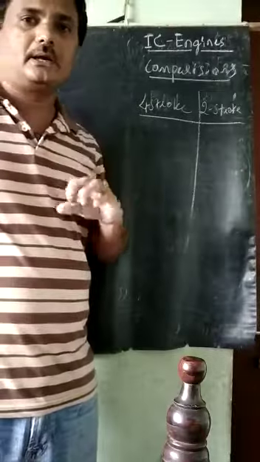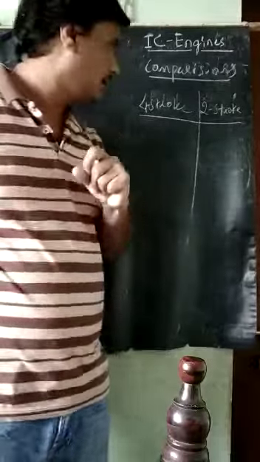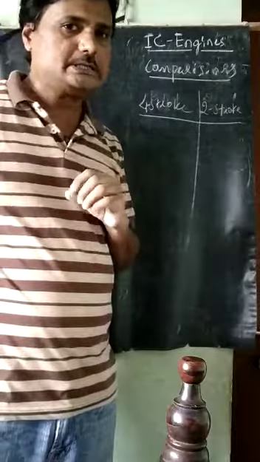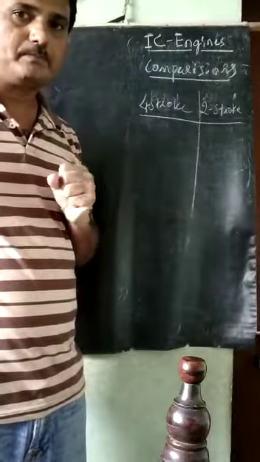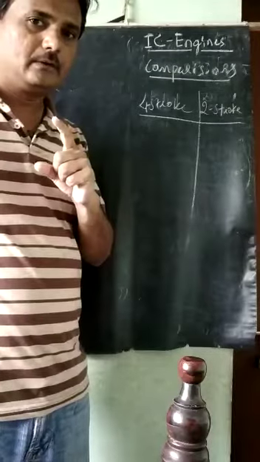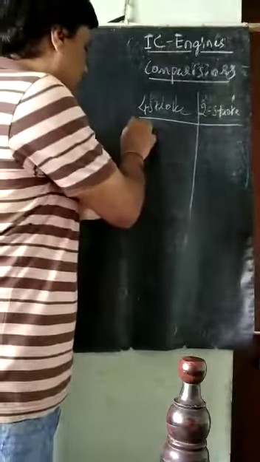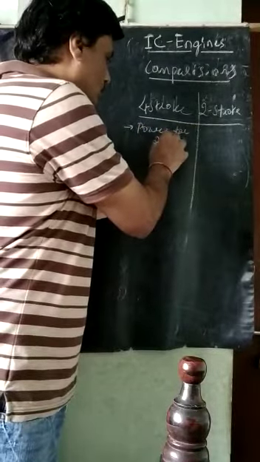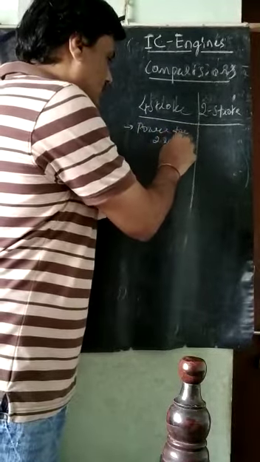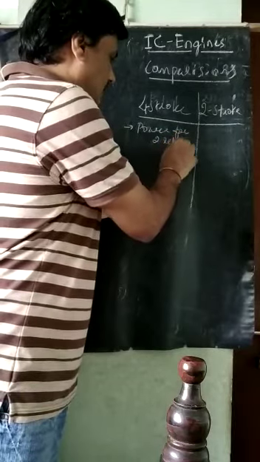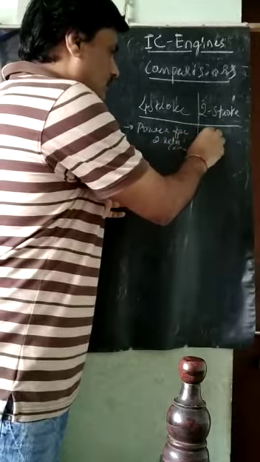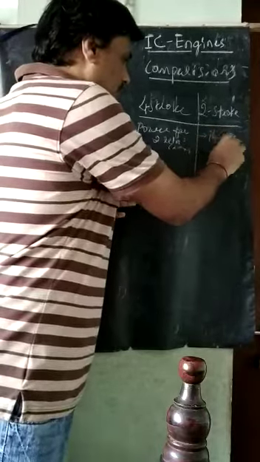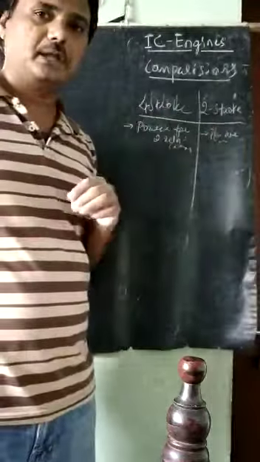The main difference is here. In case of the 4-stroke, power generation takes place for 2 revolutions of the crank. Here it is power generation for 1 revolution. It is for 1 revolution of the crank that power generation takes place.